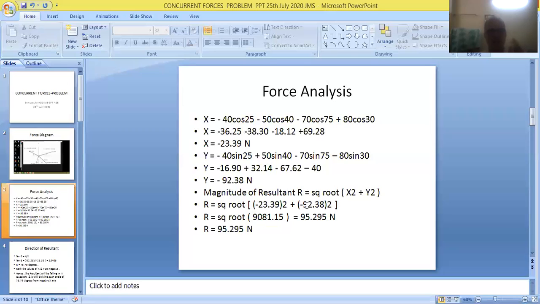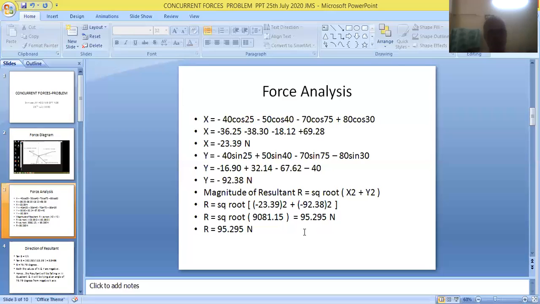Friends, now we have to measure the magnitude of the resultant. So this R is given as the square root of x square plus y square. So 23.39 whole square plus 92.38 whole square, placed under square root. By doing all these calculations, it is obtained as 95.295 newtons. So friends, this is the value of the resultant.